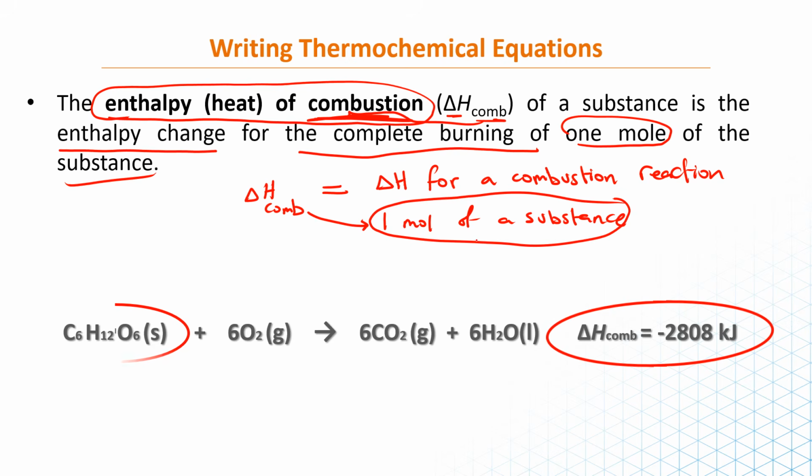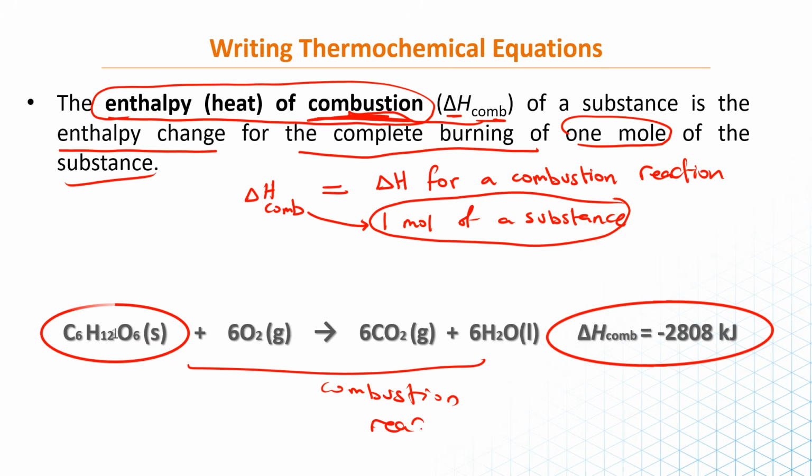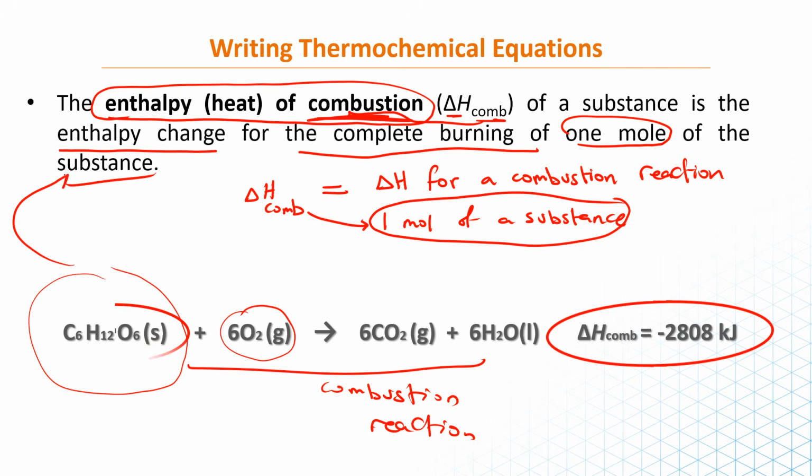What does this mean? If you look here, this is a combustion reaction. In a combustion reaction, we always have oxygen. So this thing here is going to be the substance. So look, what's the number here? It's 1. So this is 1 mole, right? So I am burning 1 mole of glucose. In here, I'm burning 1 mole of glucose, all right? So it means that this delta H is going to be delta H combustion.